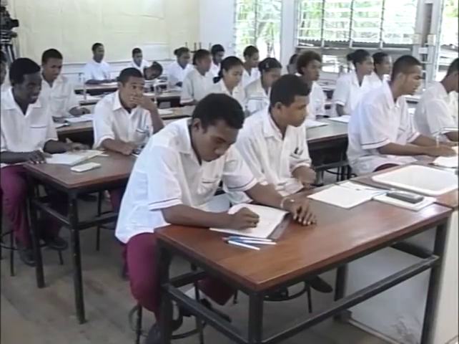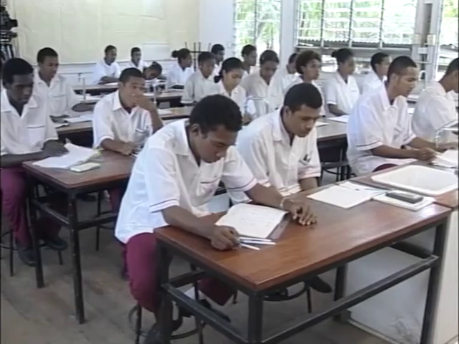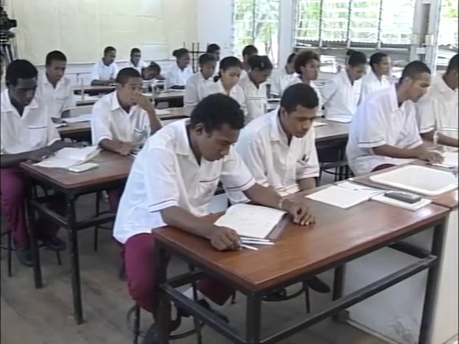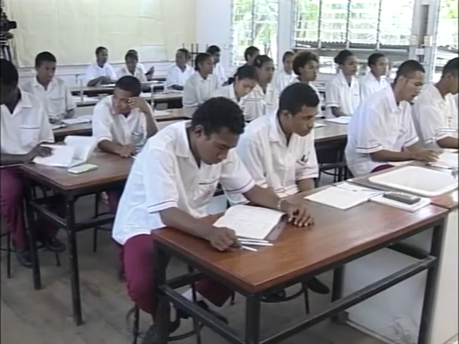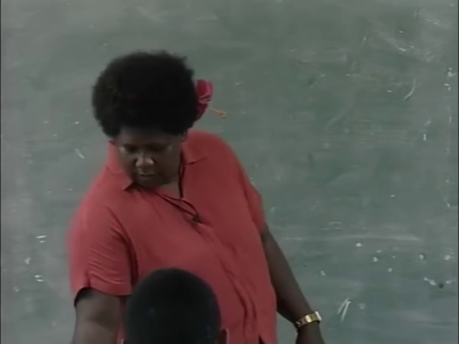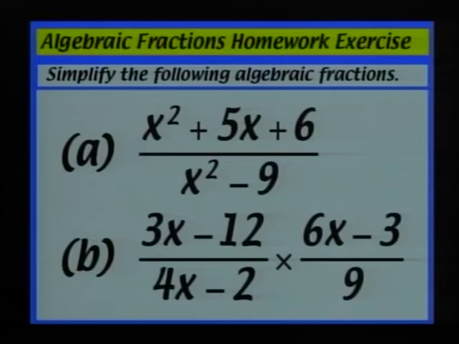All right, then we looked at simplifying, multiplying, and dividing of algebraic fractions in our previous lesson. We will look at the answers to the homework you were given, and then we'll go on to addition and subtraction of algebraic fractions. All right, then the first one was a squared plus 5x plus 6 over x squared minus 9. Patrick, your answer, please.